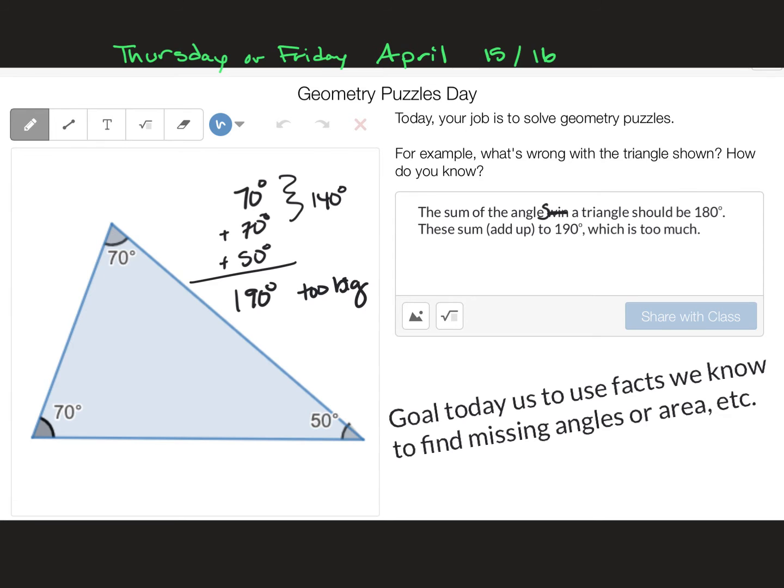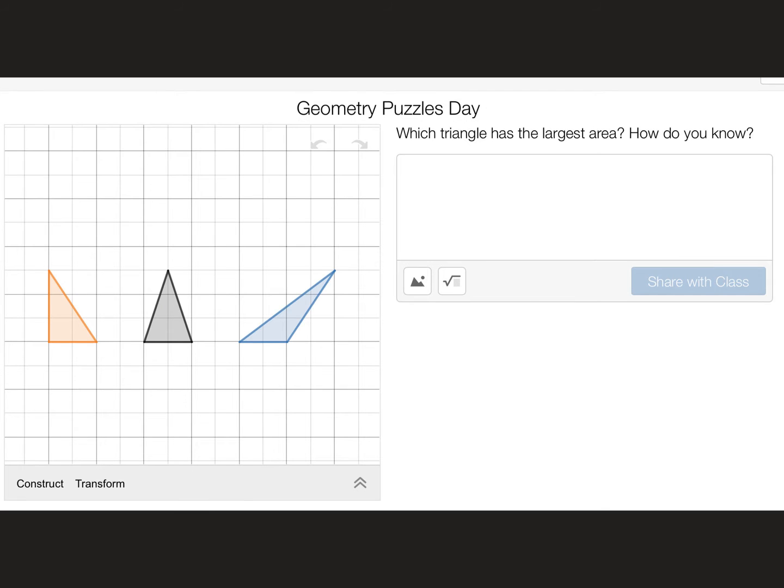With all of these, you should definitely try them yourself first, but by all means use this video to help you. So here the question was, which triangle has the largest area and how would you know? So pause the video and figure out what you think first. And then unpause the video. And the truth is that they're all the same.